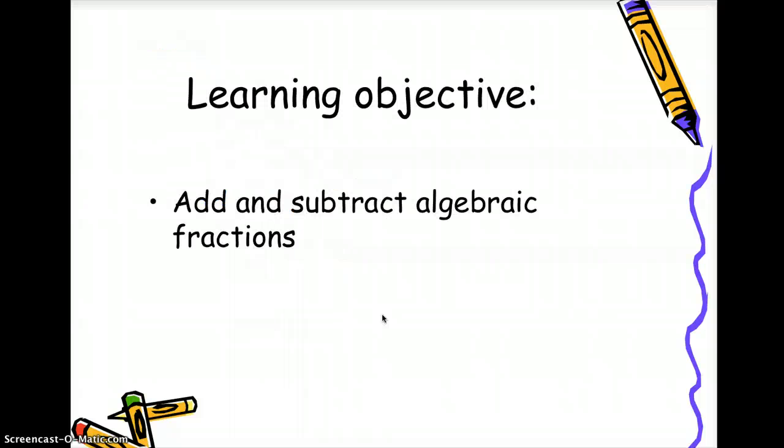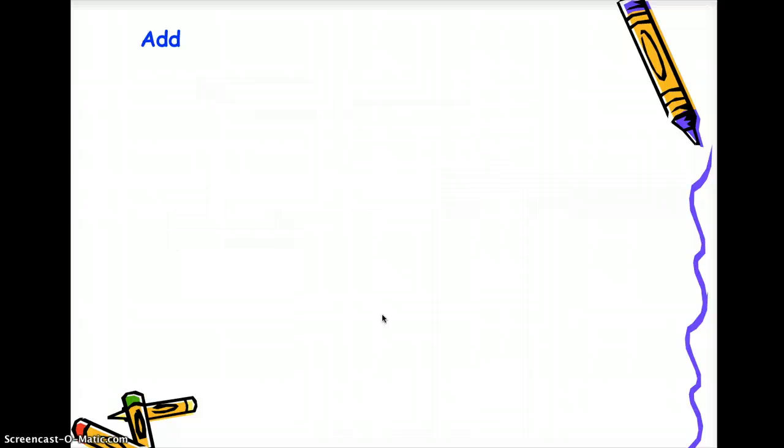Okay, to continue, the last learning objective for algebraic fractions is to learn how to add and subtract algebraic fractions. Let's add a over 6 plus 2a over 3. The idea is to make the denominators the same, because if the denominators are different, you cannot add or subtract them. So let's think of a number that is our least common denominator. For 3 and 6, the least common denominator is 6.